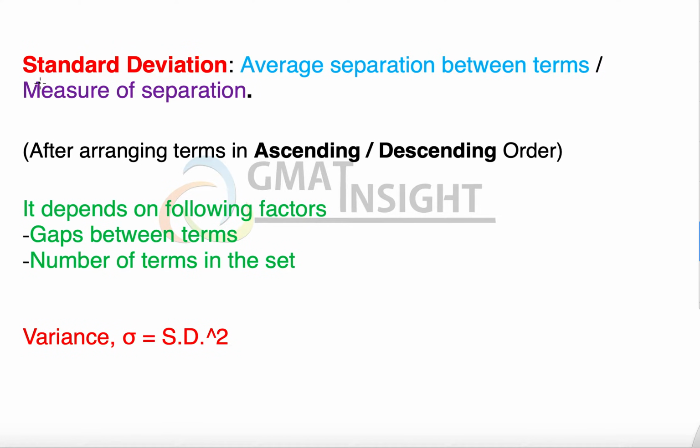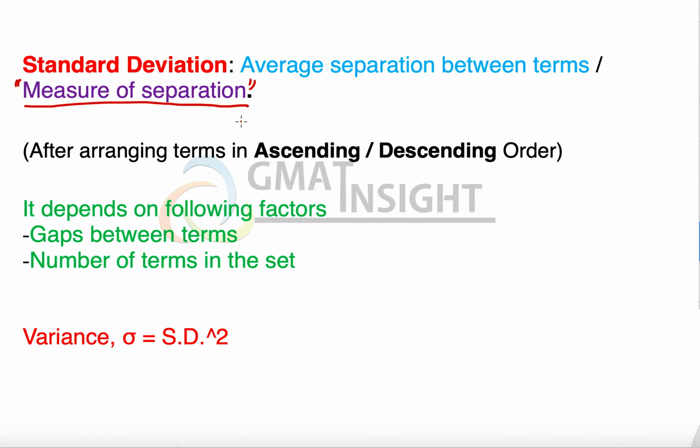Let's quickly understand what the standard deviation primarily is. The standard deviation is just a measure of separation. That's the easiest way we can internalize this concept. It's a measure of separation. That means the standard deviation tells us how much separation there is among the terms, which means the higher the value of the standard deviation, the larger the separation between the terms, and if the terms in the set are closer to each other, then the standard deviation of the set is supposed to be lower.